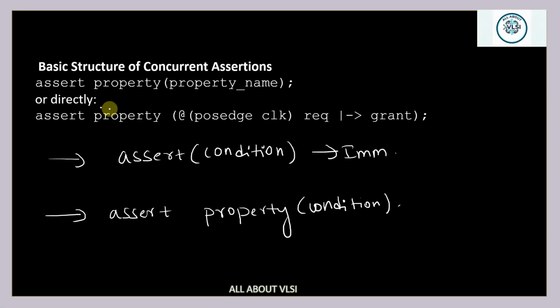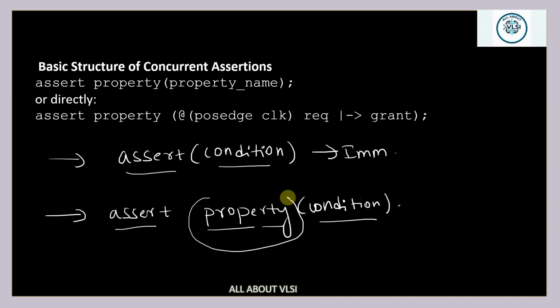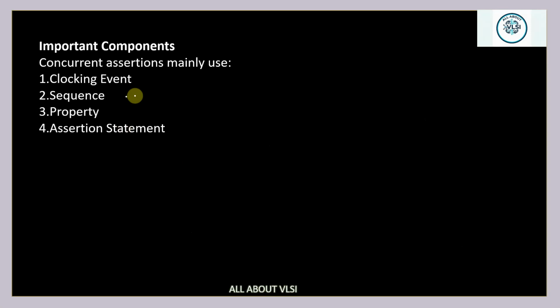So this is the difference between your immediate assertion and your concurrent assertion. In the case of a concurrent assertion, you write assert property followed by the condition, whereas in the case of an immediate assertion, you write assert followed by the condition, right? And if you see the keyword property, you should recognize that it's a concurrent assertion, right? So this is the difference between a concurrent assertion and an immediate assertion.